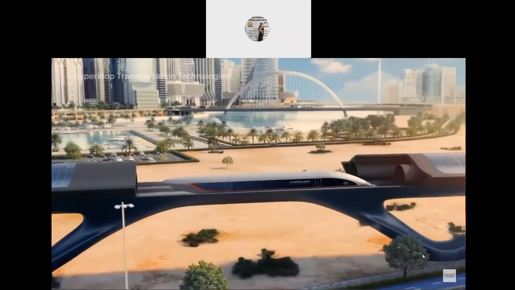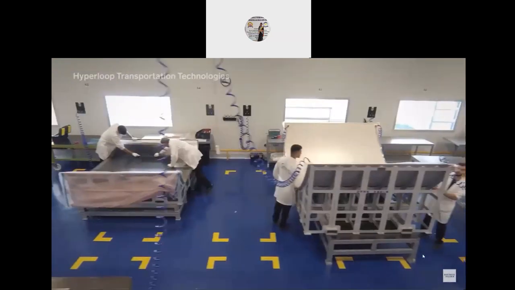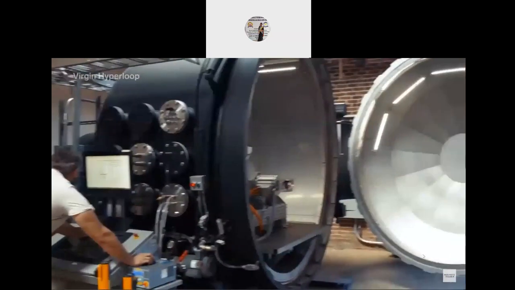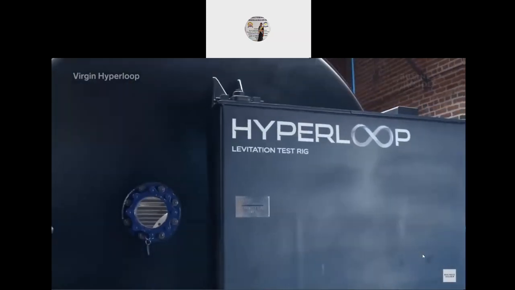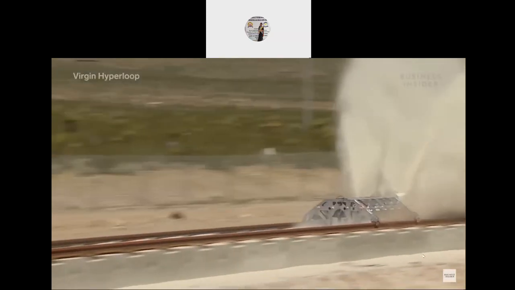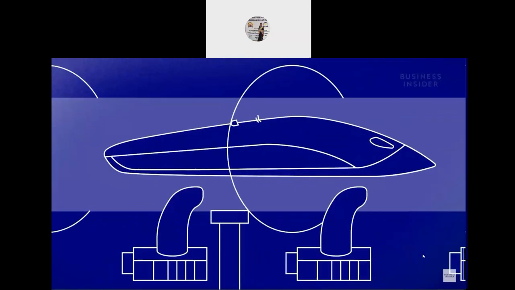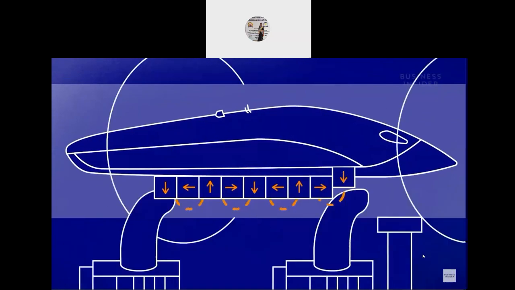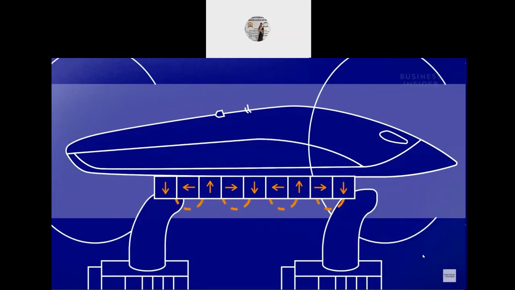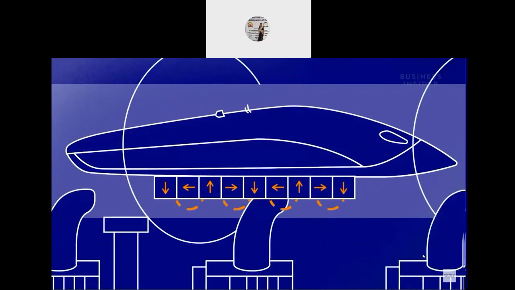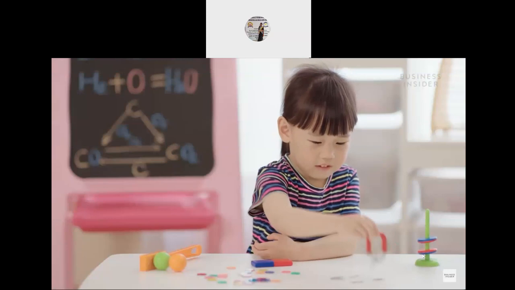And this is Chuck. He's the lead engineer at a different Hyperloop company, Hyperloop Transportation Technologies. They're both currently developing the best combination of magnets to create the smoothest ride possible using passive or active maglev. Passive maglev uses permanent magnets in a specific configuration to create a constant magnetic current that levitates the pod, similar to the magnets you might have played with as a kid.